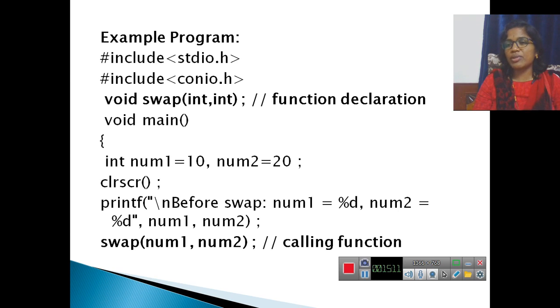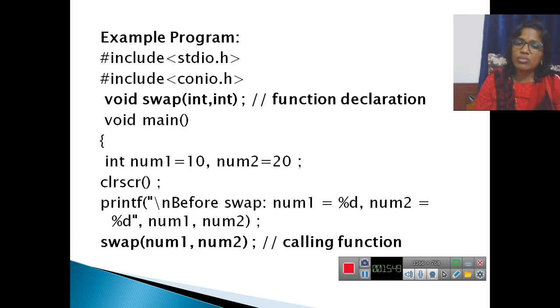So it's an example program. Hash include stdio.h, conio.h. So void swap of integer comma integer. It is a swapping of two numbers, that means interchanging the numbers between two variables. It is void because it does not want to return anything, so the return type of this function is void, and the function name is swap. It has two parameters, both of type integer.